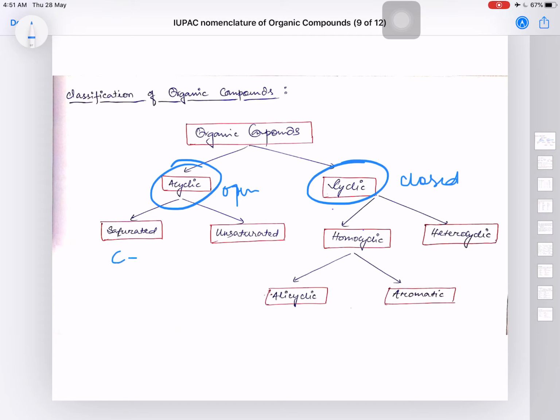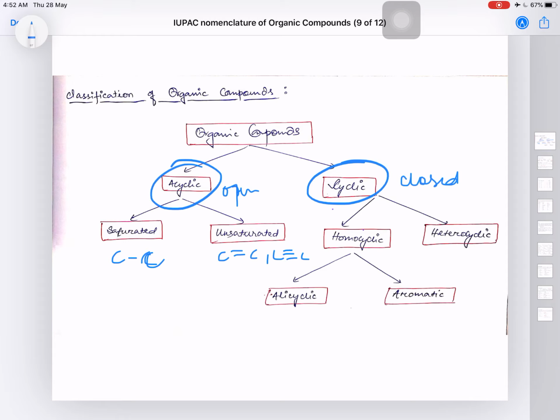Saturated means in which single bonds are present, meaning carbon-carbon single bonds are present. Those types of organic compounds are called saturated organic compounds. And wherever you get carbon-carbon double bonds or carbon-carbon triple bonds, those compounds are called unsaturated compounds. If multiple bonds are present, then the compound is called an unsaturated compound, and if only single bonds are present, then it is called a saturated compound.